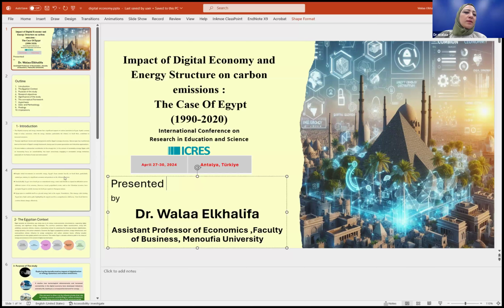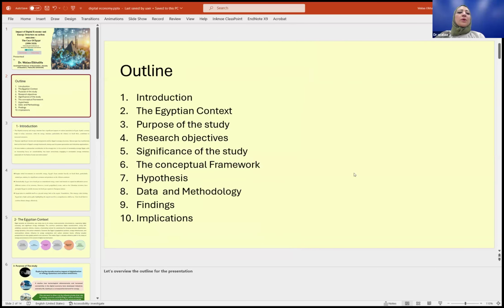Okay, let's take an overview of the outline for the presentation. Number one, the introduction, the Egyptian context, purpose of the study, research objectives, significance of the study, the conceptual framework, hypothesis, data and methodology, findings, and at last, implications.